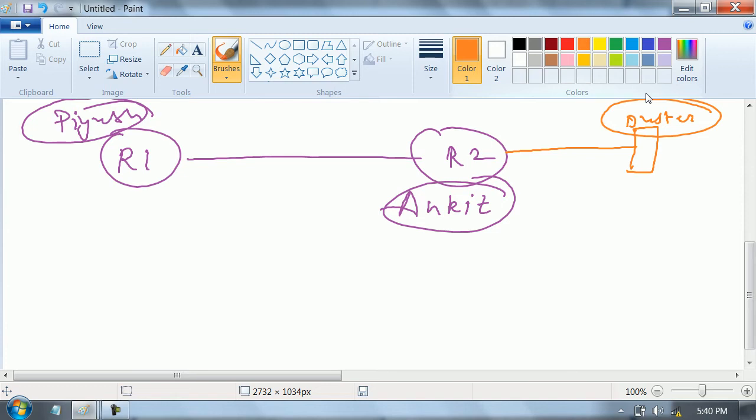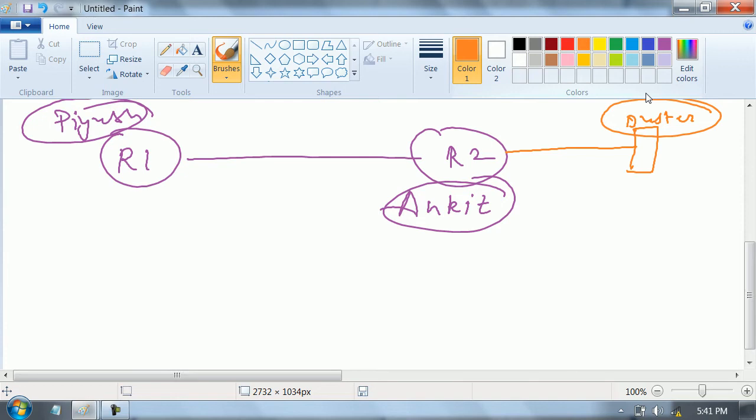When will there be a need? When we have indirectly connected networks, then there will be a need to configure routing. Otherwise, there is no need to configure routing. Agree? In this case, if Ankit wants to see the duster, there is no need. There will be routing, but there is no need to configure routing.